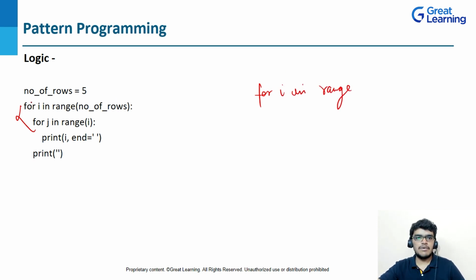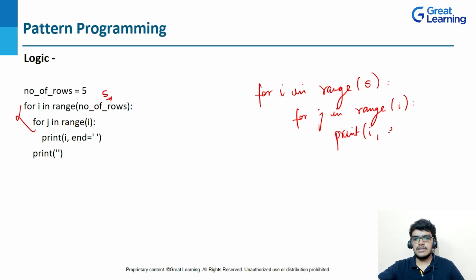If you see here, I'm having number of rows equal to 5, so 5 will come here instead of number of rows. So I will write here for i in range 5, and inside that you can see that I'm having a nested loop. So I will write here for j in range i, and then I'm having print i, and then end, and then I'm having this. So let me explain the concept.